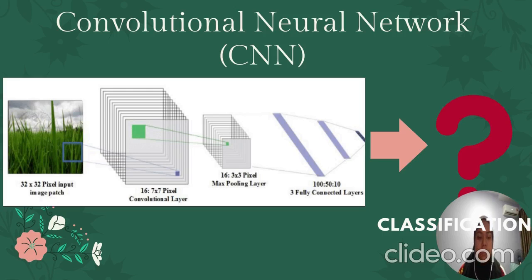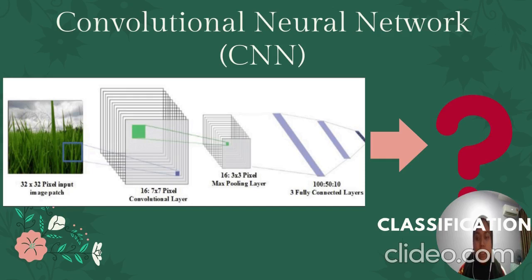Next is the hierarchical representation. CNN employs multiple layers of convolutional and max pooling layers, creating a hierarchical representation of the image features. The initial layers capture simple features like edges and gradients, while deeper layers learn more complex and abstract features. This hierarchical approach enables the model to understand the composition and structure of rice plant images, which can improve the accuracy of disease detection.